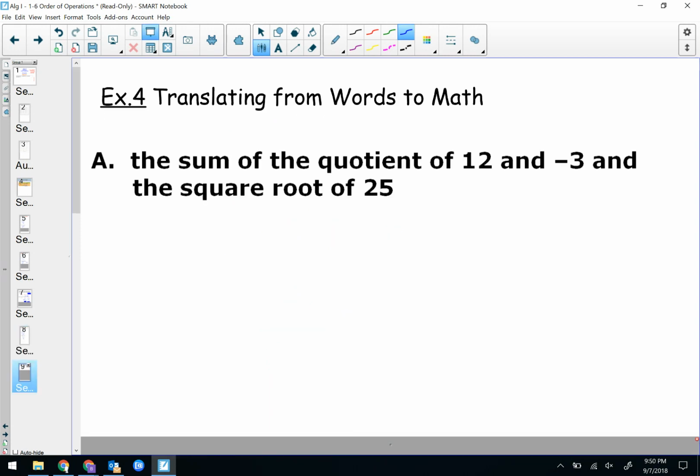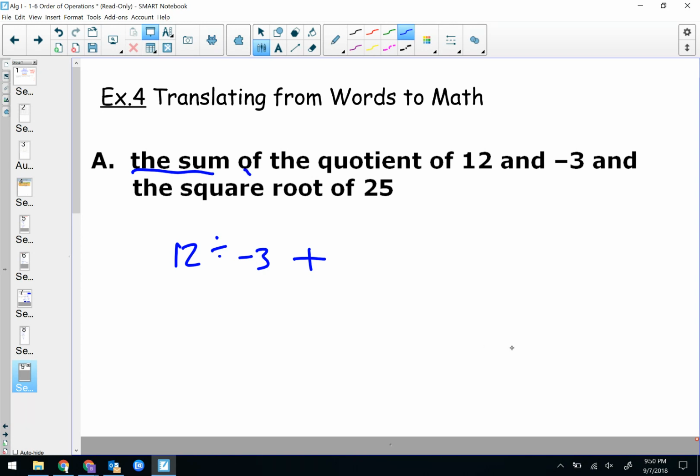Let's take a look here at our last page. This last page is a lot about taking the words and putting them into the math. Kind of like doing some translating. So let's translate words into math. There are different context clues that you have to know. Sum means to add. So the sum of, got two things. The quotient of 12 and -3. Quotient means to divide.